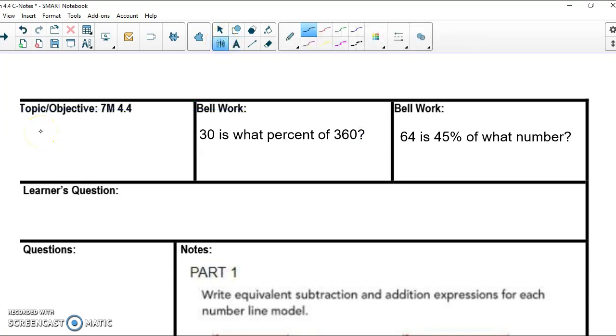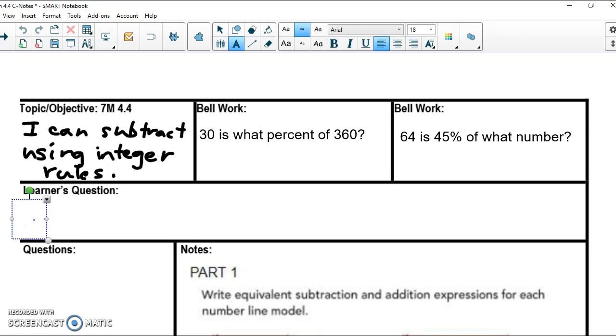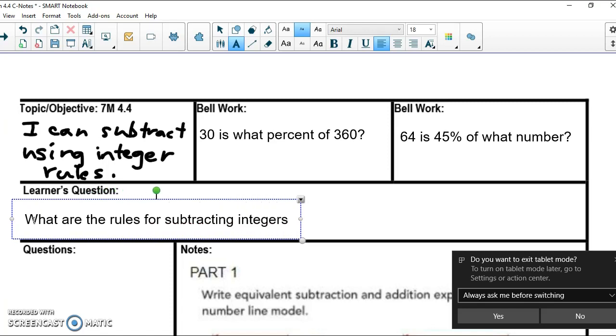Our learning goal for today is: I can subtract using integer rules. So maybe your learner's question would be something like, what are the rules for subtracting integers? Maybe how is it different, or how are the rules different than adding?